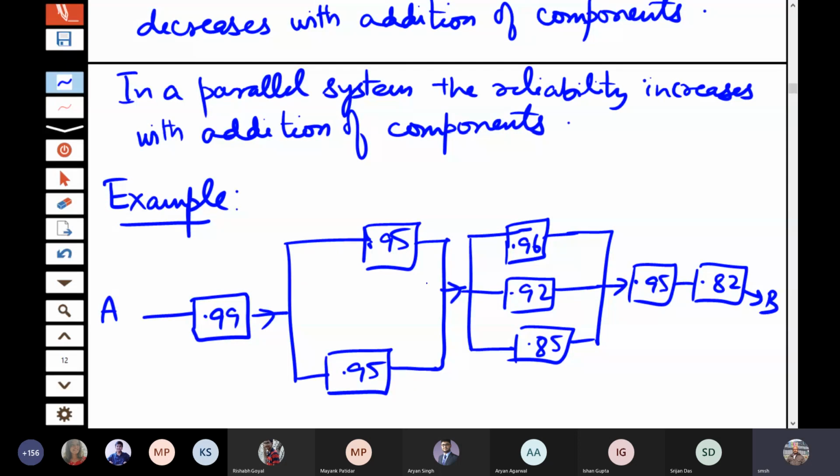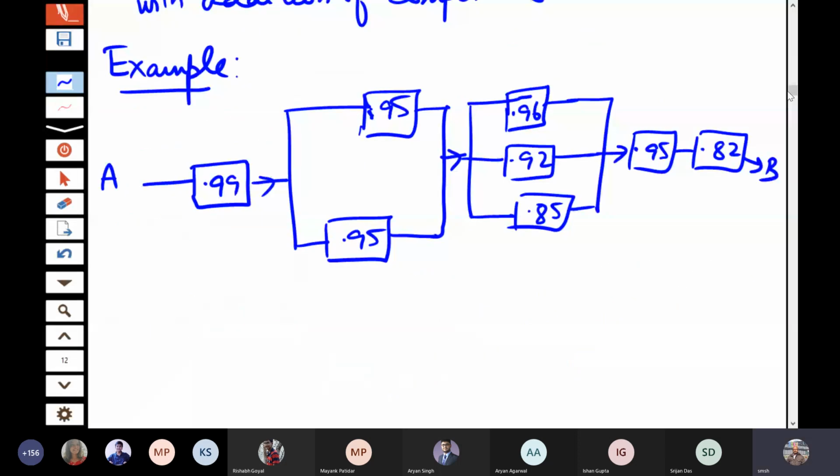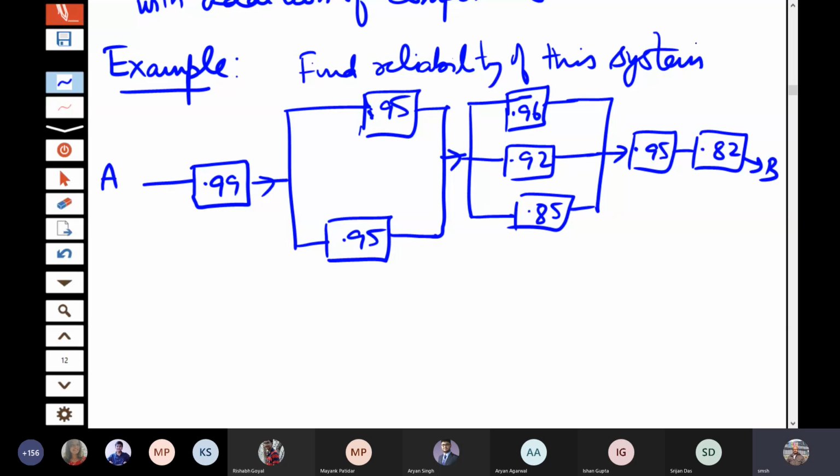So this is a certain mechanical system or some engineering system where you have several components connected in series, and some of them have parallelism also. Okay. So for example, this second unit has two parts. The third unit has three components connected in parallel. This is a single component, this is a single component. What is the system reliability? Find the reliability of this system. So is the problem clear?